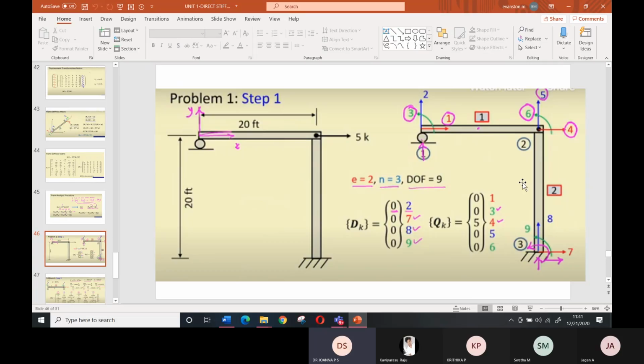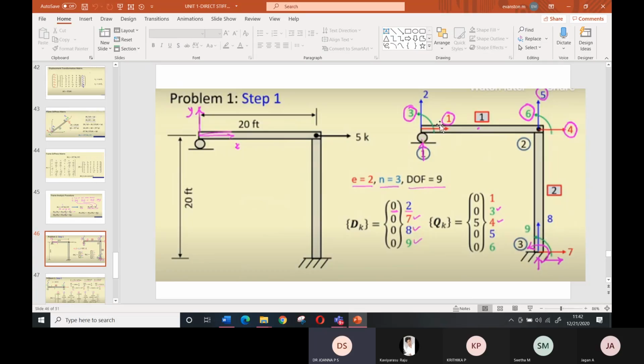So when you look at this case, the number of elements is 2. The number of nodes is 3. N is the node: 1, 2, 3. Nodes are 3, so the degree of freedom is 9. That is the possible degree of freedom. Some of the possible degrees of freedom may be restrained. If you take this one, all the degrees of freedom are restrained at node number 3.